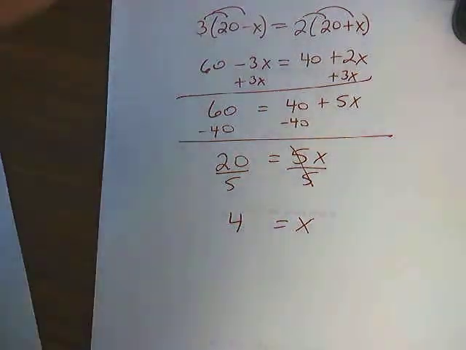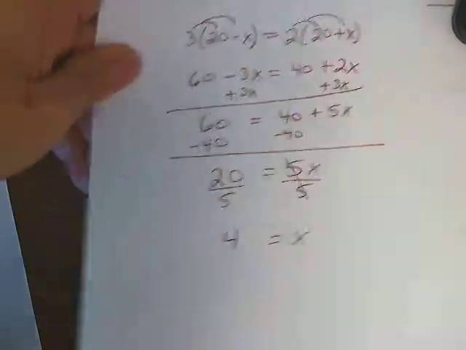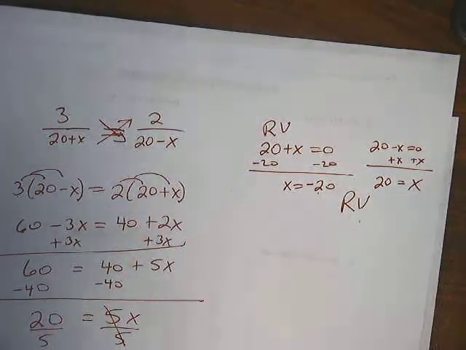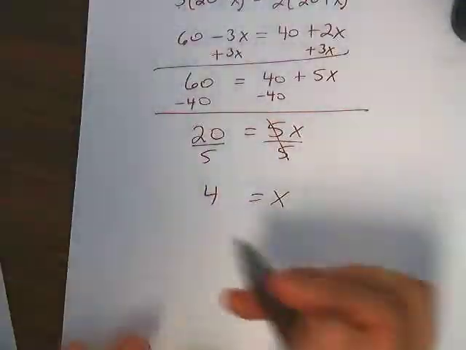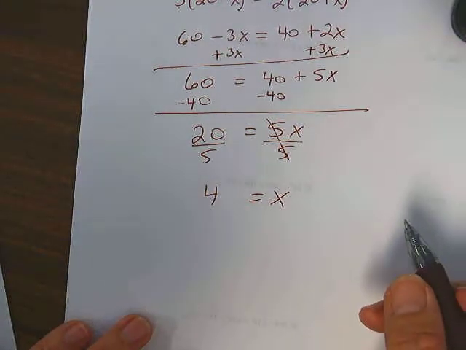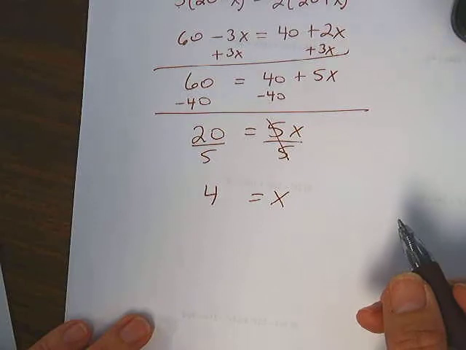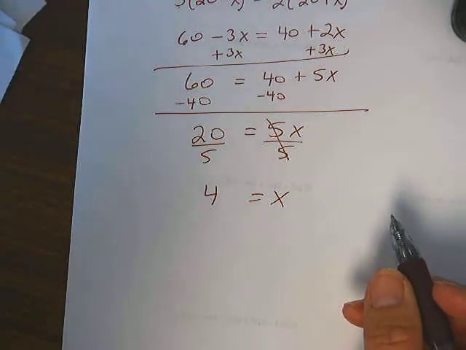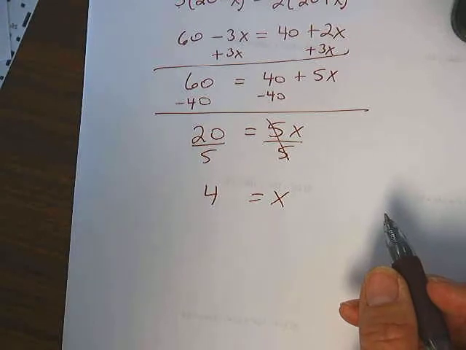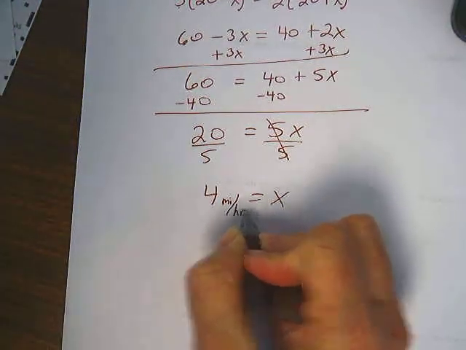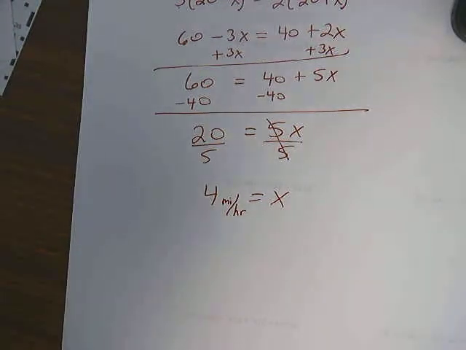Last step always is to compare that to your restricted values. My restricted values look good. It doesn't equal those. So my solution is x equals 4. And we want to remember that was the speed of the current. So that's going to be in miles per hour or kilometers per hour, whatever our units were to begin with. And I believe in this problem it was miles per hour. So miles per hour. And it's good to get in the habit of writing that in there.